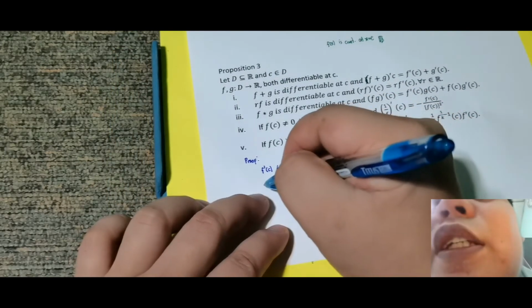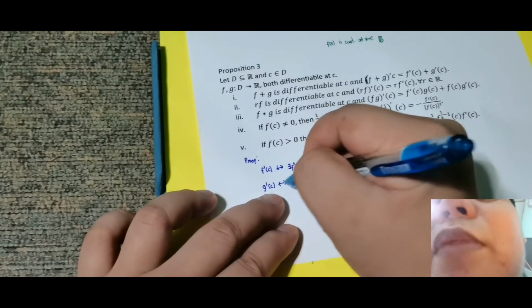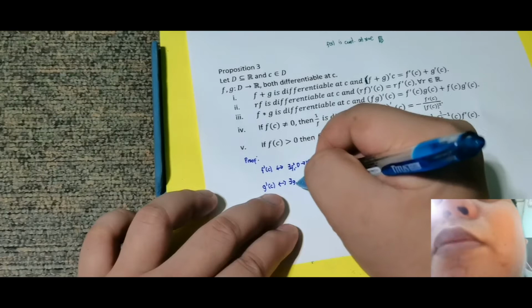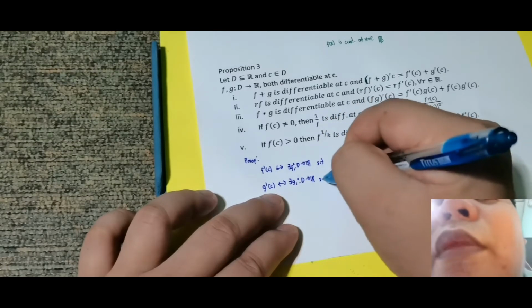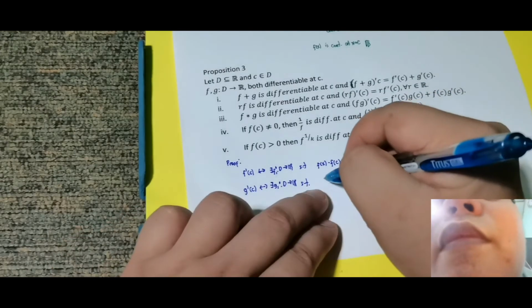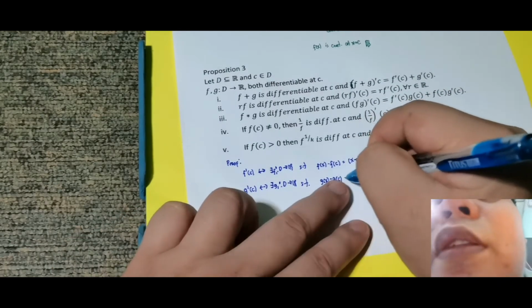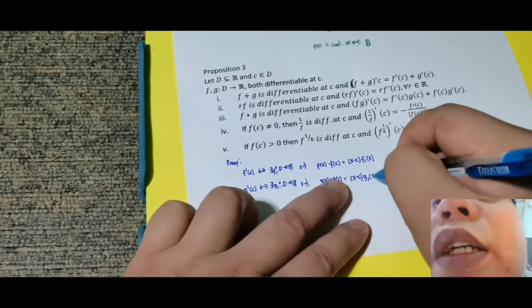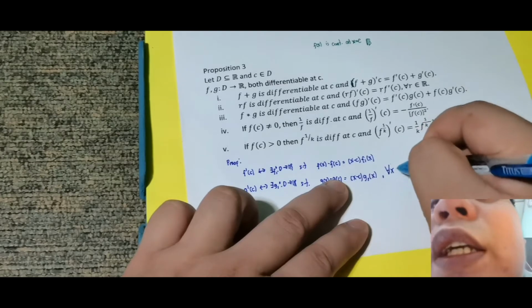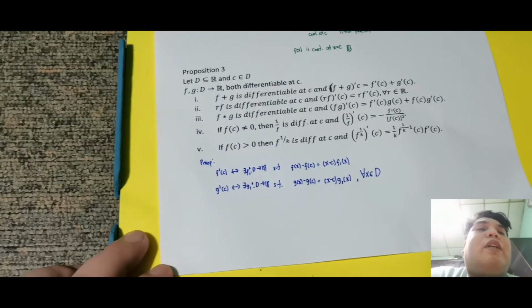Okay, next. Since g is differentiable at c, that is if and only if, by Caratheodory's lemma, there exists g sub 1 mapping from D going to real numbers pa rin such that g of x minus g of c is equal to x minus c times g sub 1 of x. So this is for all x element of D. Okay, so ito yung mga assumption na gagamitin natin.